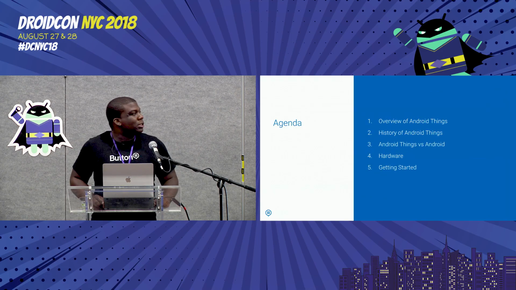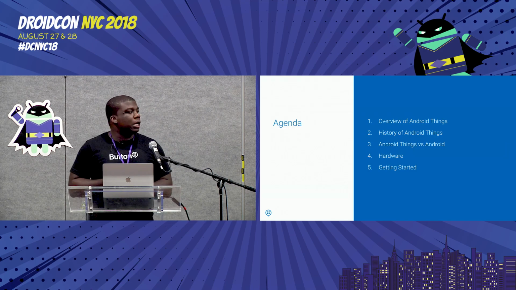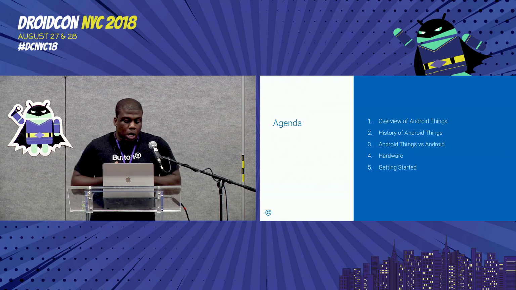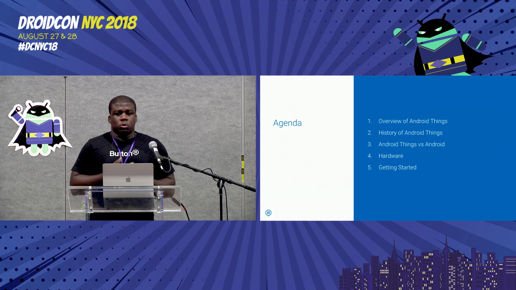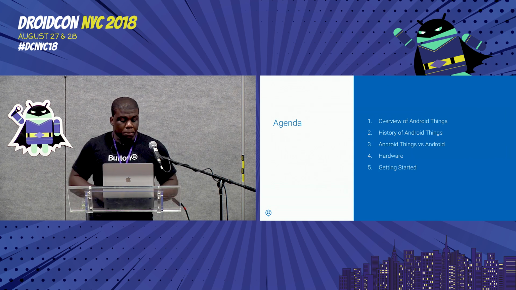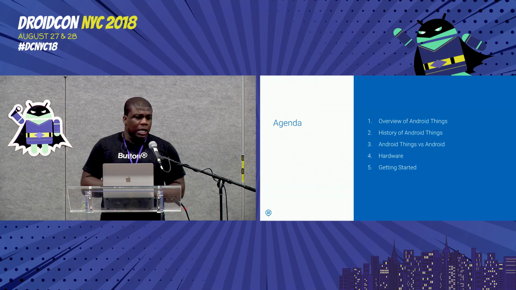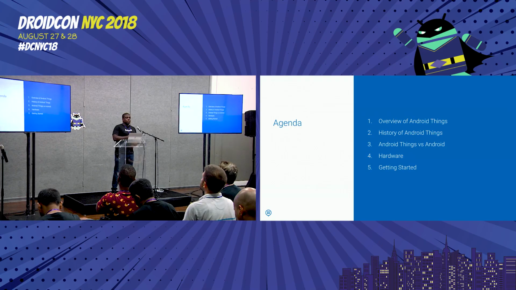All right. So this is going to be our agenda for today. We're going to go through an overview of what Android Things is and why you should actually use it. Then we're going to go through the history of it and how it actually came to be, because 1.0 was actually released earlier this year, and how it compares to the regular Android framework.